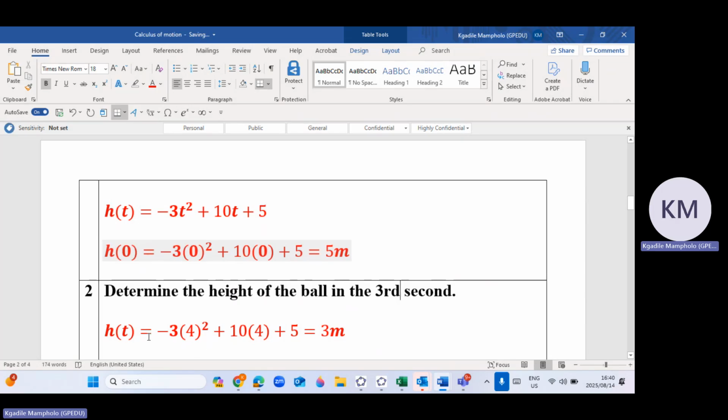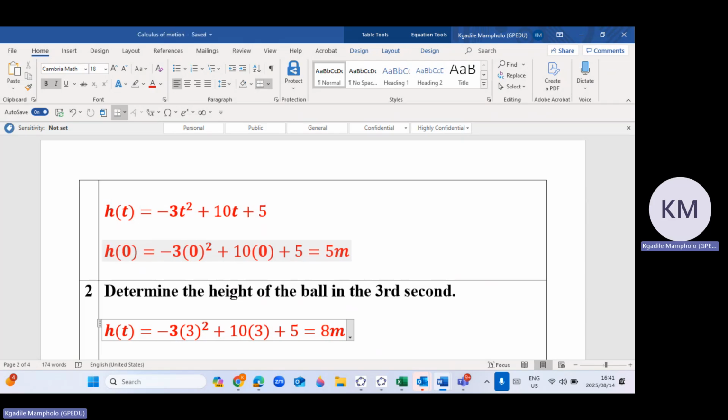If I say, determine the height of the ball in the 3rd second, it means 3 seconds after the ball was thrown. Now you just substitute into the original equation. So it will be minus 27 plus 30, which is 3, plus 5. Then it will be 8 meters.